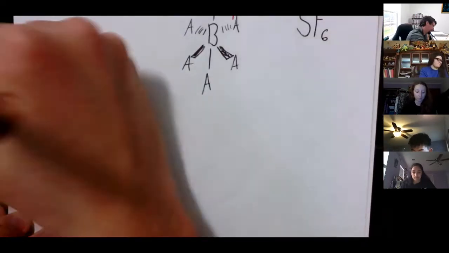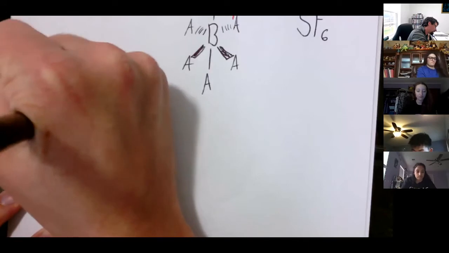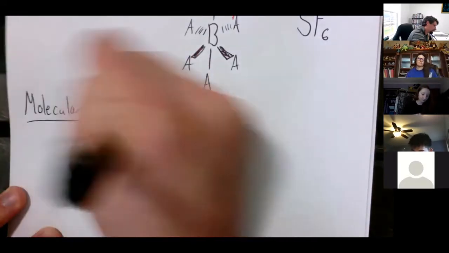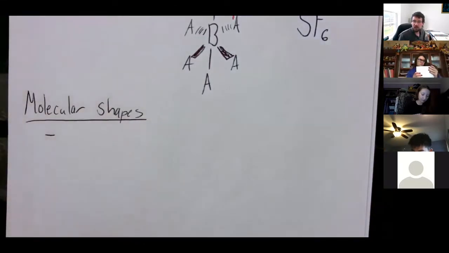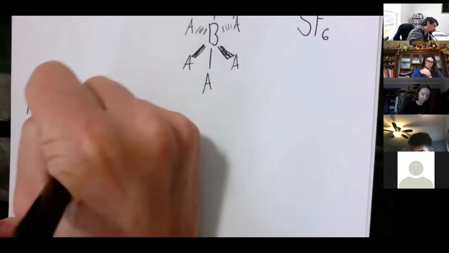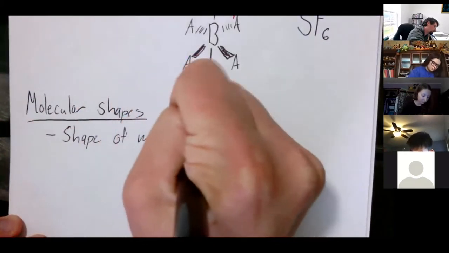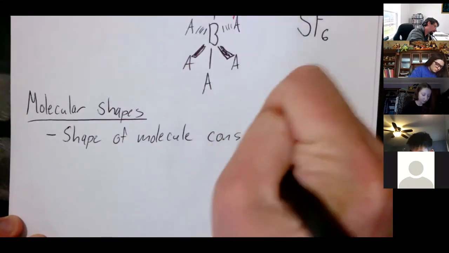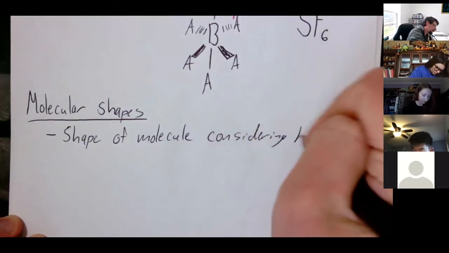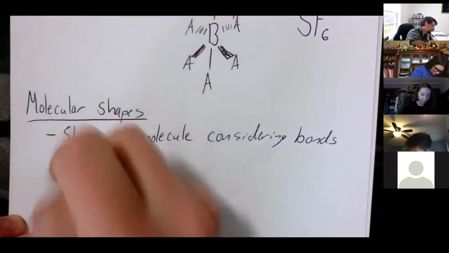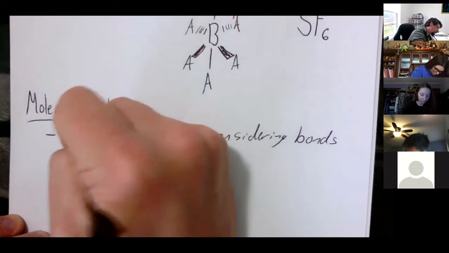So back to the molecular shape stuff I was rambling on about. Molecular shapes. This is the shape of the molecule considering only the bonds. And the electron pair shape.